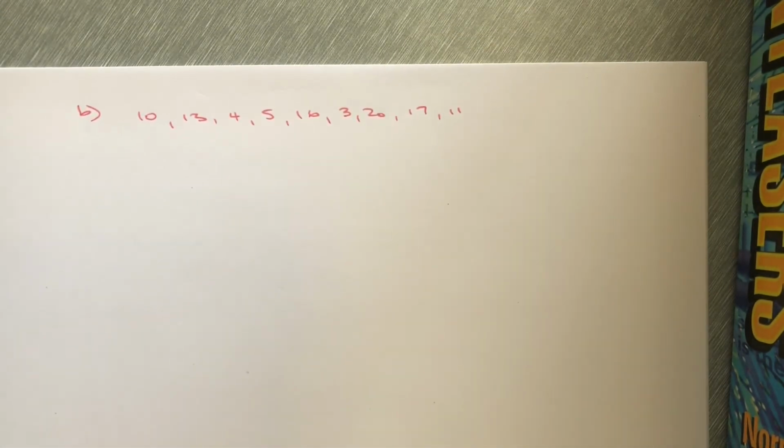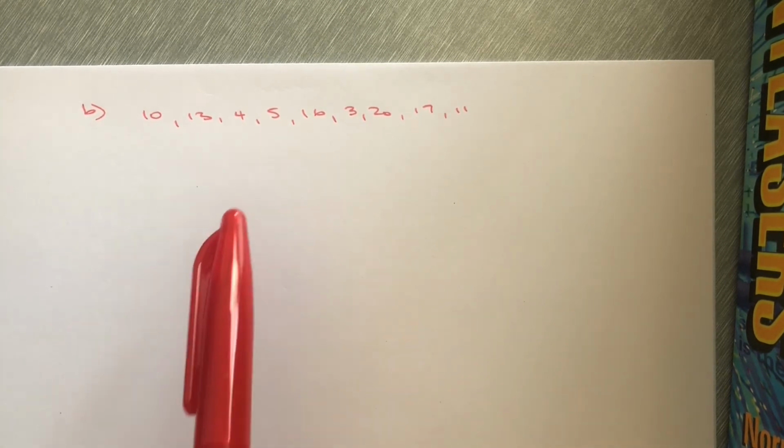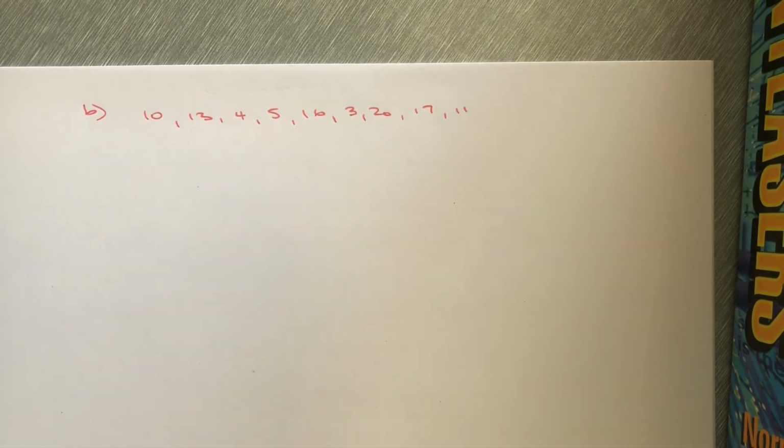Okay, here we go. So we've got another list of numbers here. You might notice that this list of numbers isn't in order. So we're not going to be able to find all those five figures if we leave it in this order. We're going to have to make sure we fix that up. So let's do that.